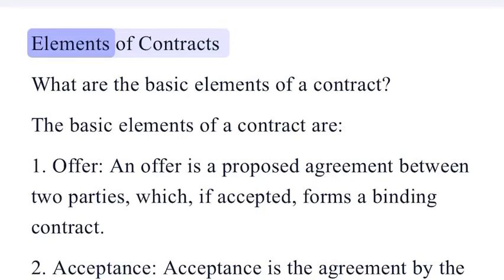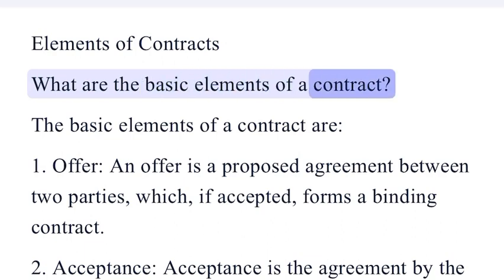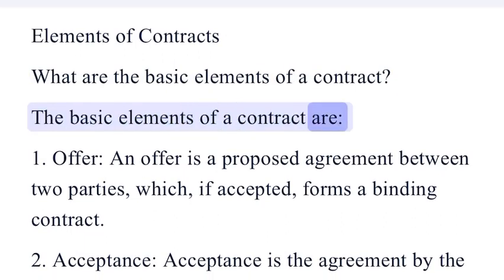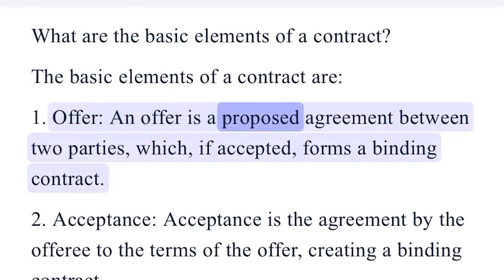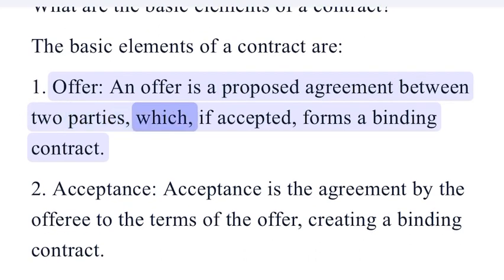ChatGPT contracts, the basics. Elements of contracts. What are the basic elements of a contract? The basic elements of a contract are: 1. Offer. An offer is a proposed agreement between two parties, which, if accepted, forms a binding contract.